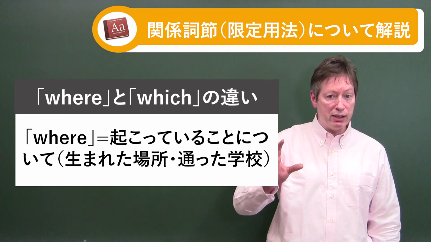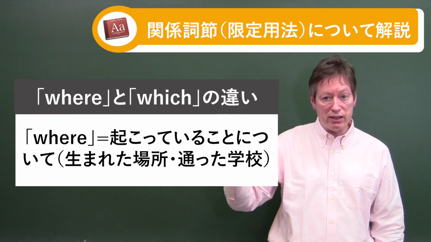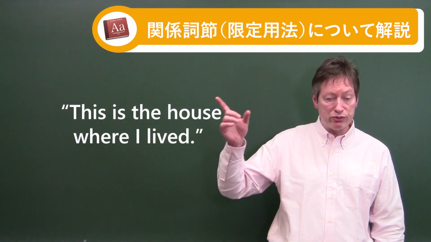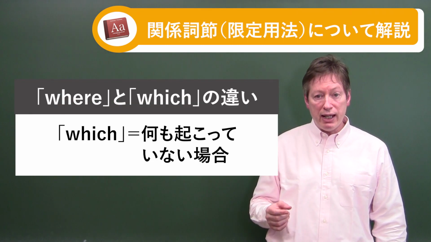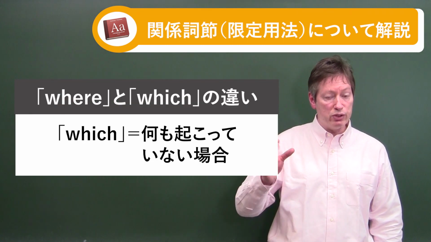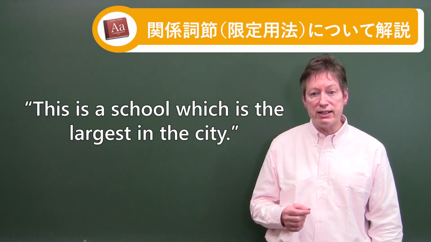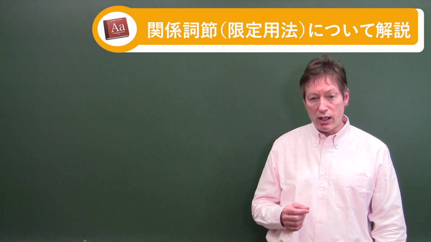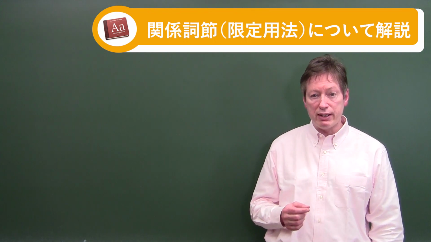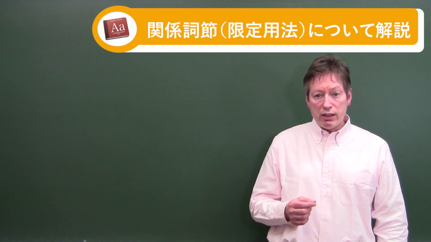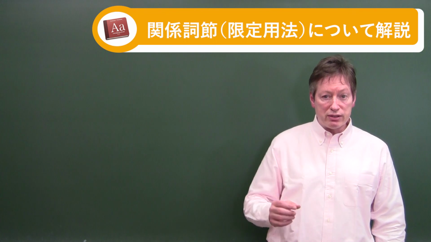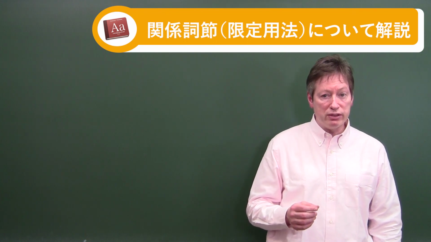So just remember with where and which in this situation: where something is happening, where I was born, where I studied, or where I lived. This is the house where I lived. And if it's not happening, we'll use which in that case. It becomes a thing. This is the school which is the largest in the city. Okay, that's an important point there, and I hope I made that clear. I don't want to give you too much on these relative clauses today. I just want to give you a little bit more here and notice the difference in how it's going to be used.